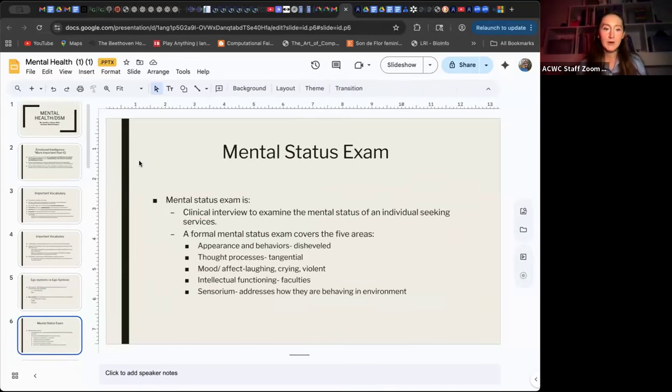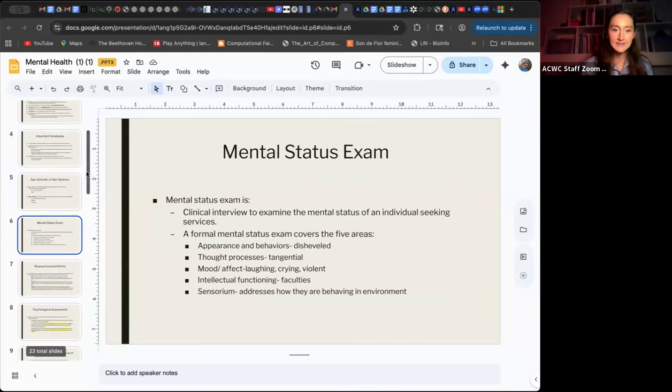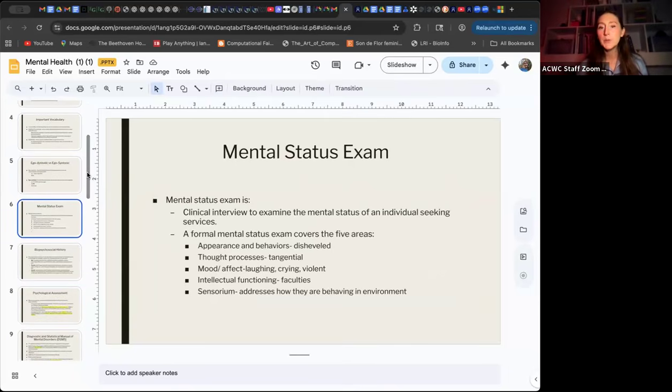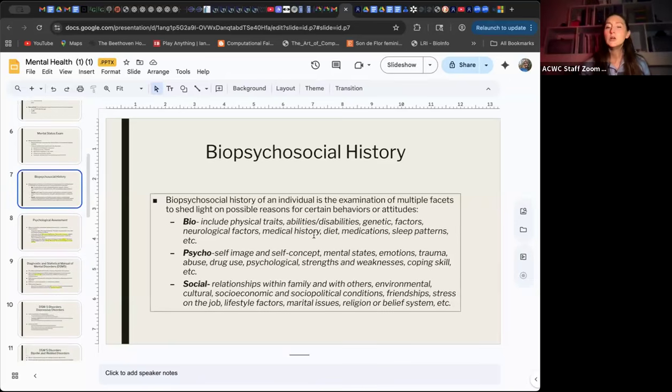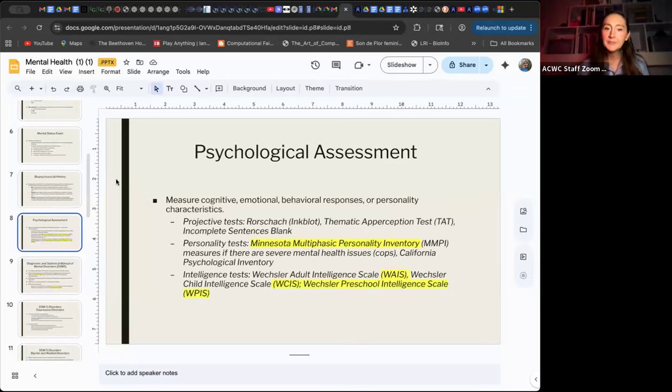And then I'm going to let y'all go back through that, because I'll share these slides in a second. That's just what we were dealing with earlier, the MSE, the mental status exam. Same thing with the biopsychosocial. That just gives you more vocabulary that you may see that goes with that, describing that more in detail.